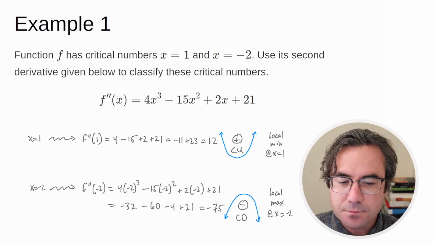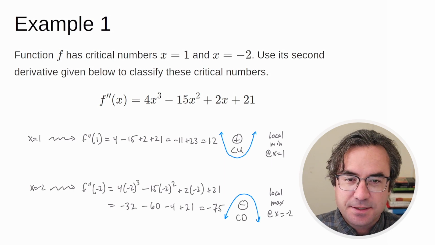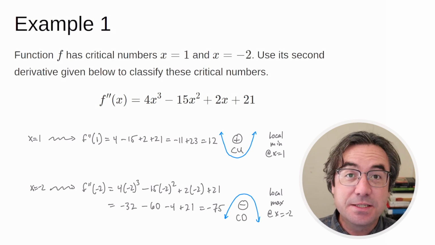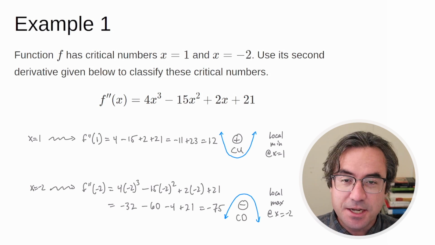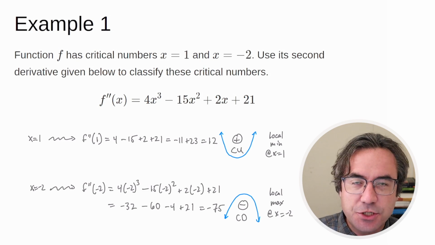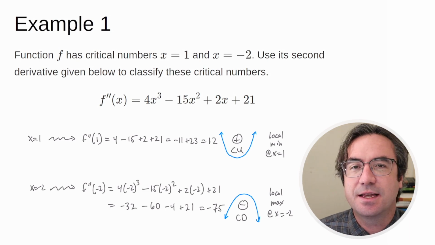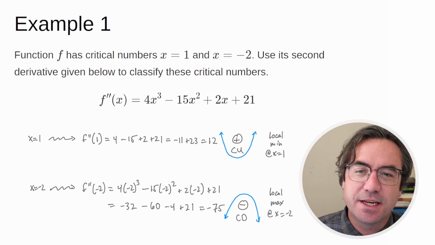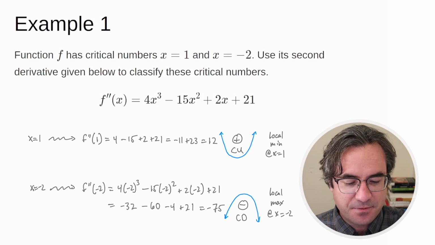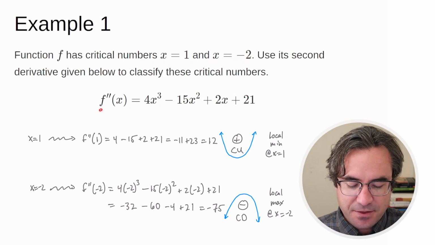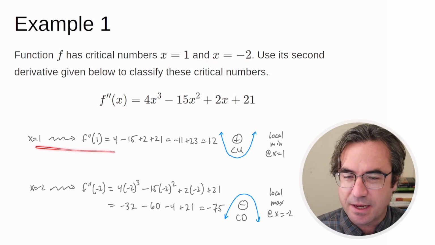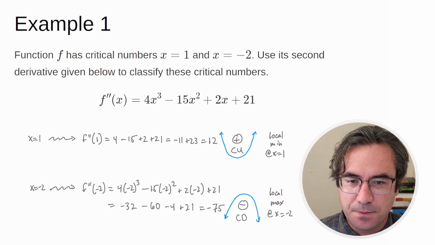Okay. So, the second derivative test is nice. It's nice because it's quick. We don't have to do sign charts to figure out if we're switching from increasing to decreasing, or decreasing to increasing. It's just figure out the critical numbers, then calculate the second derivative and plug in. All easy things to do.